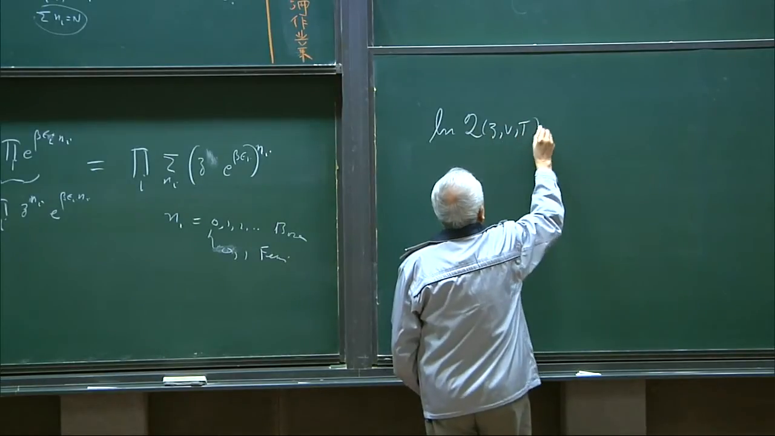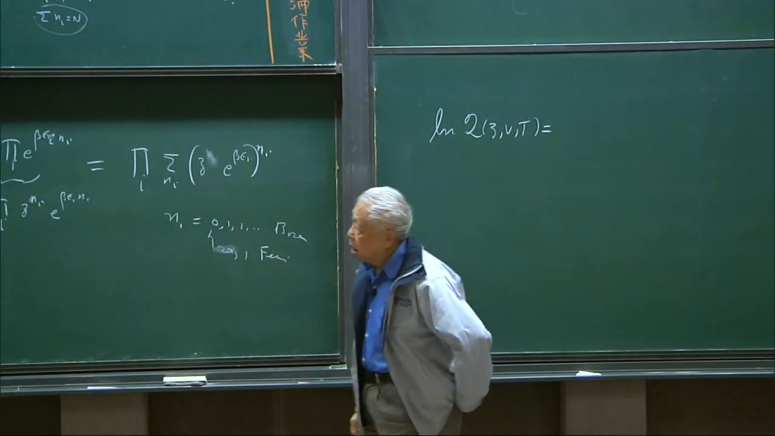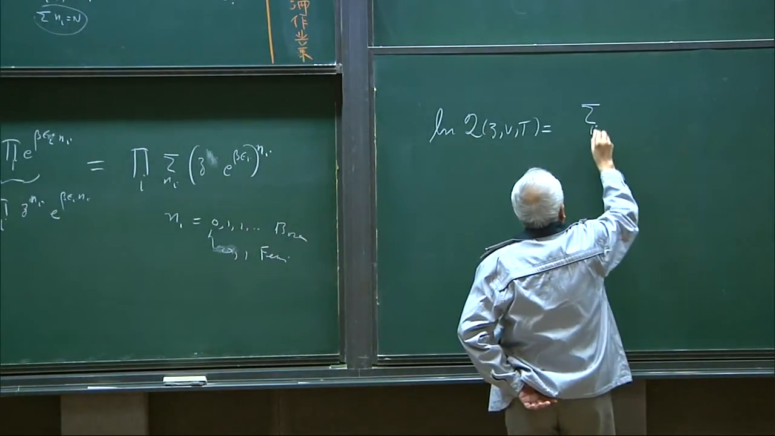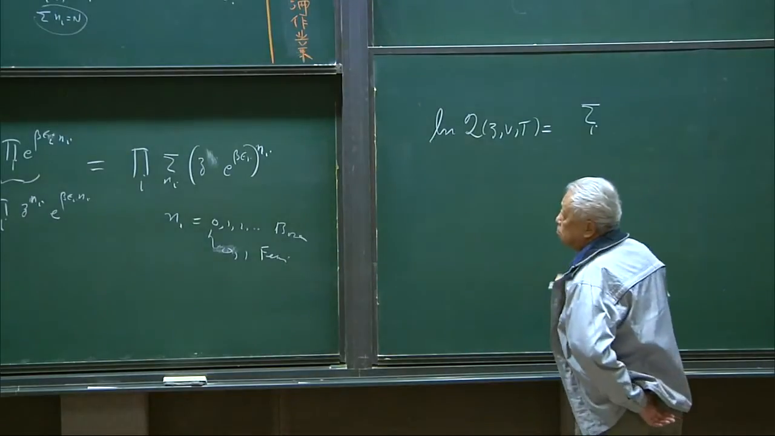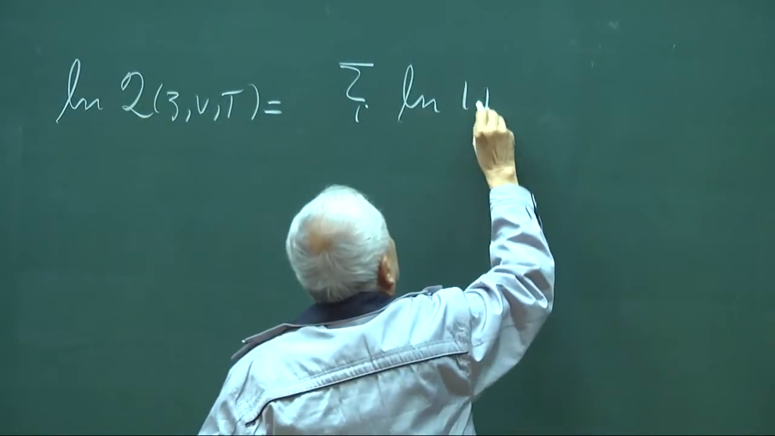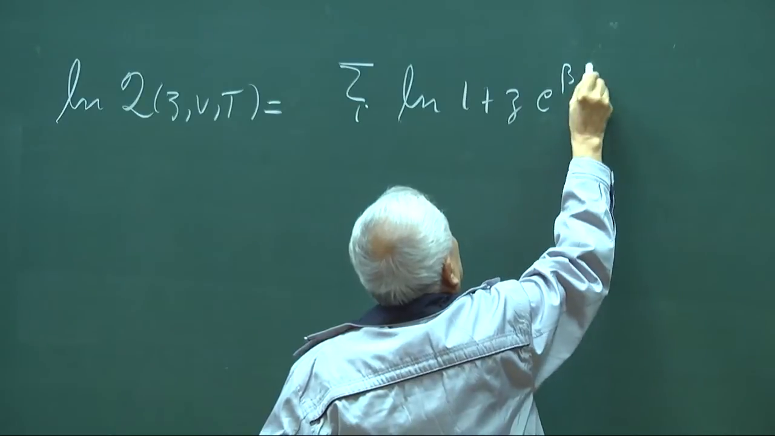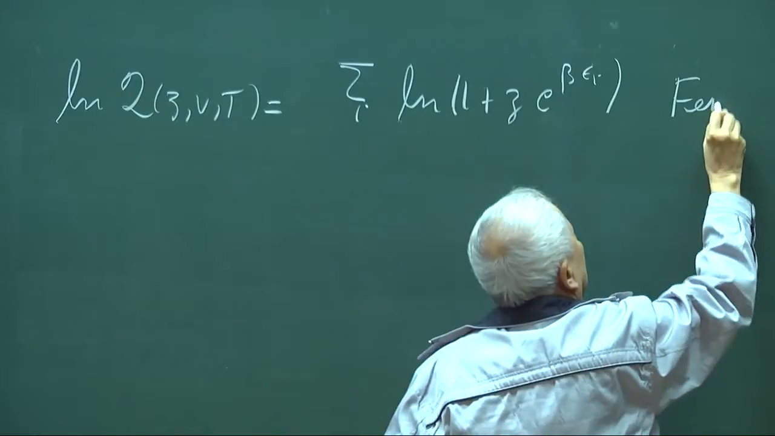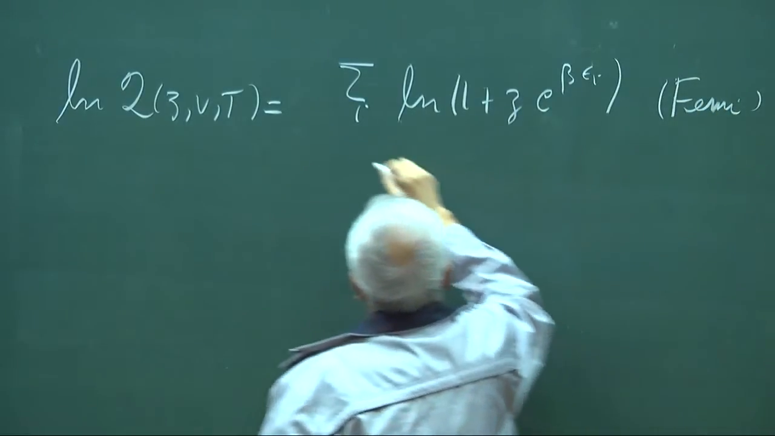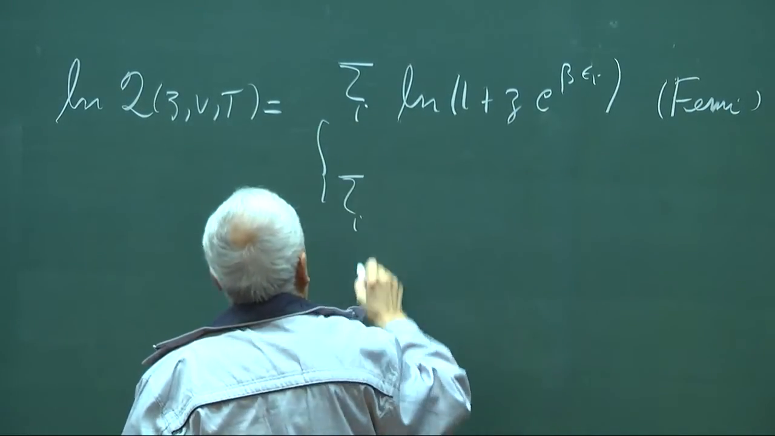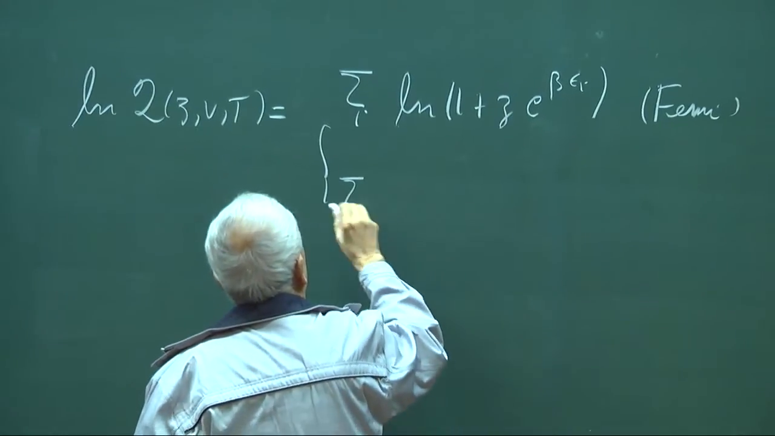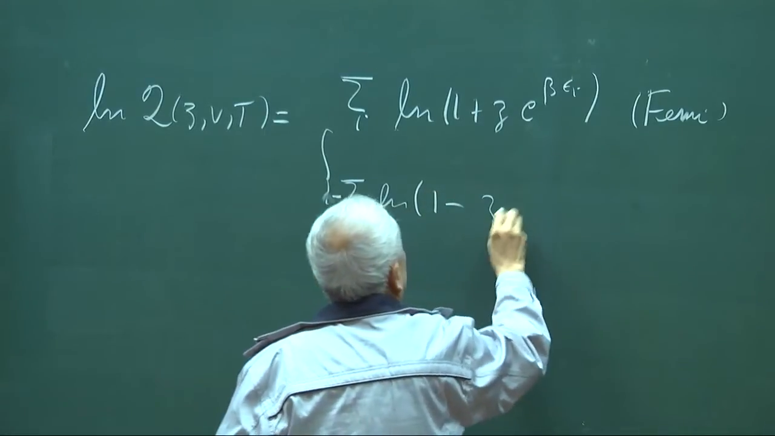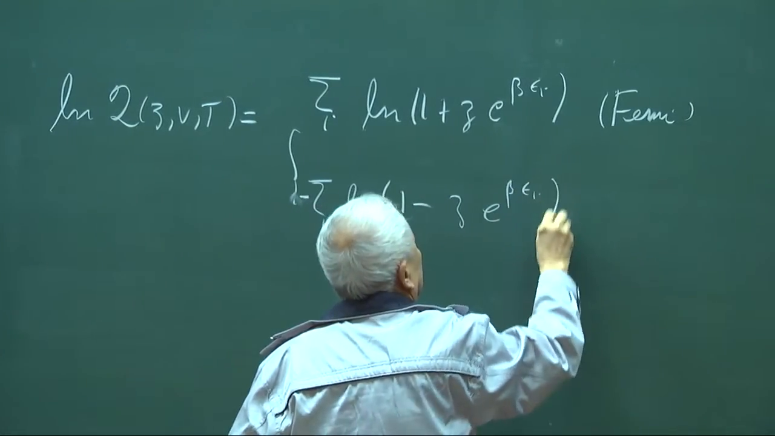Z V T is equal to the log of a product, which is the sum of the logs. So I get sum over i of log 1 plus z e to the minus beta epsilon i. This is for Fermi. And I have minus log of 1 minus z e to the minus beta epsilon i. And this is for Bose.